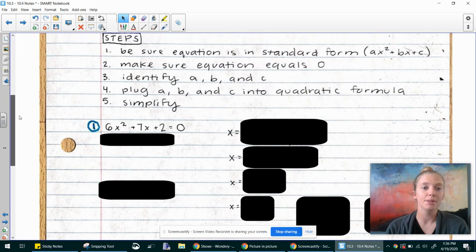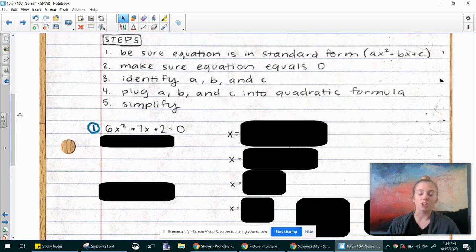So the first step is to be sure that our equation is in standard form. For quadratic, standard form is ax squared plus bx plus c. The second step is to make sure the equation equals 0. If it equals anything else, the quadratic formula will not work. After that, we're going to identify a, b, and c and plug them into the quadratic formula. Then we're going to simplify.